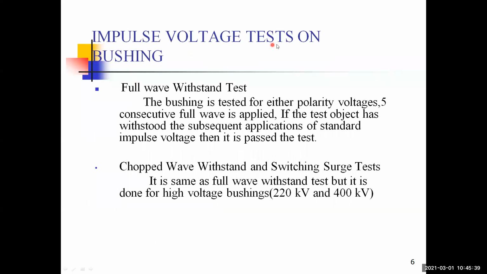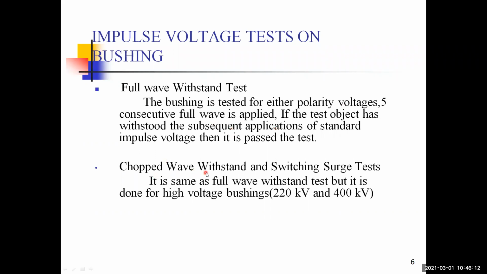And next, impulse voltage test on bushings, continuation. So, full wave withstand test. The bushing is tested with either polarity voltage, and 5 consecutive full waves are applied. If the test object withstands the subsequent applications of the applied voltage, then it passes the test. Then it can withstand or not. Based on that, we have to check the insulating material.